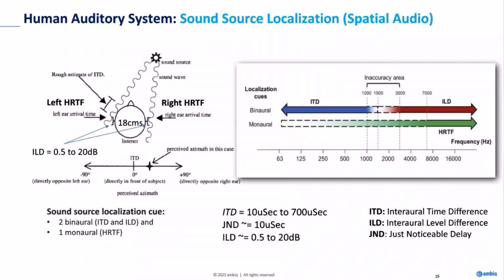For localizing sound, ITD is used below 1000 Hertz and ILD above 3000. And between 1000 and 3000, it's a gray area. You have to use both, including the head-related transfer function. We'll come back to this one when we discuss spatial audio processing.